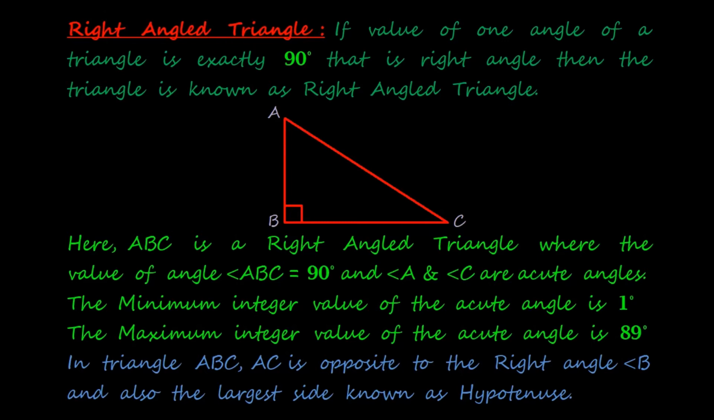Another thing should be mentioned here: in a right angled triangle, the side opposite to the right angle is known as the hypotenuse. Here in triangle ABC, as B is the right angle and the side opposite to B is AC, therefore AC is the hypotenuse of this right angled triangle ABC.